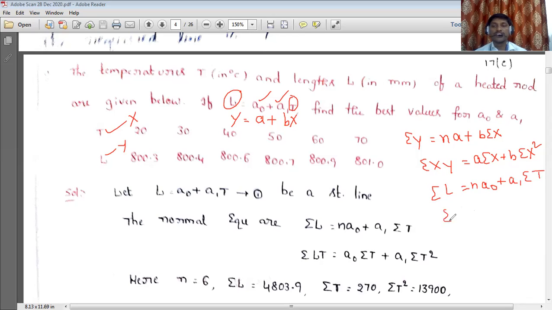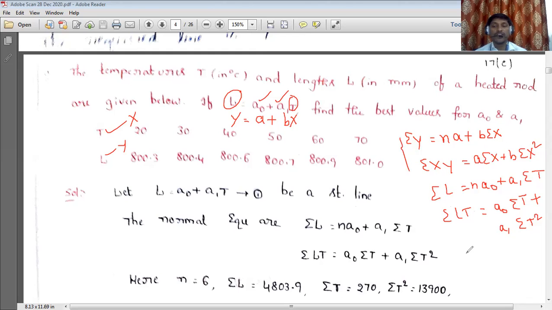And next, summation lt, because in place of x we have t and in place of y we have L. In place of a we have a naught, summation x is t, b is a1, and summation x square is summation t square. You can write this in rough like this, and then substitute whatever the problem gives. Don't get scared by the length of the problem. They may mention anything, we require the form, and immediately we substitute the values.